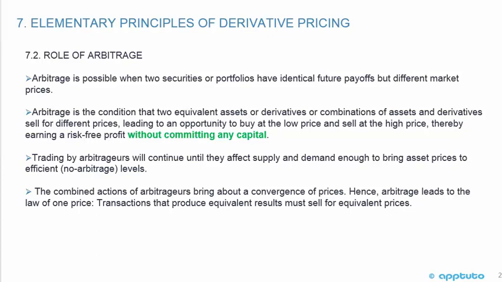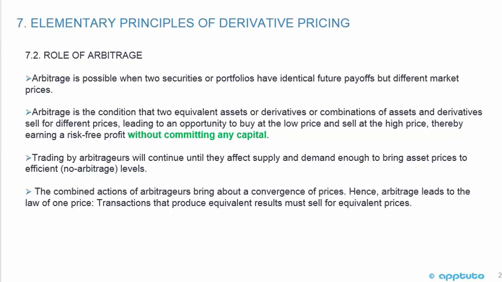Arbitrage is the condition that two equivalent assets or derivatives or combinations of assets and derivatives sell for different prices, leading to an opportunity to buy at the low price and sell at the high price, thereby earning a risk-free profit without committing any capital. I put that into bold green. That's important with regards to the definition of arbitrage. It leads to an opportunity to earn a risk-free profit without committing any capital.